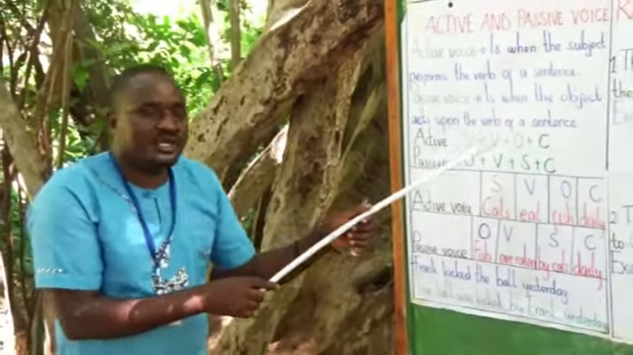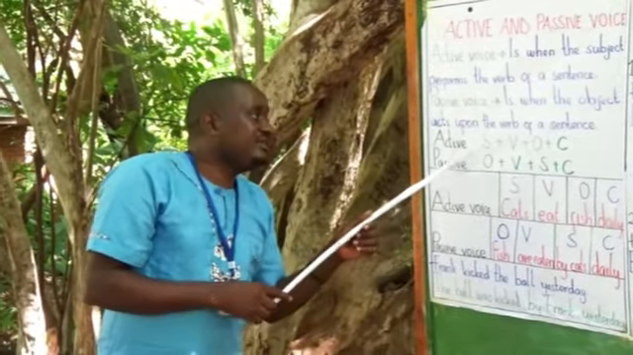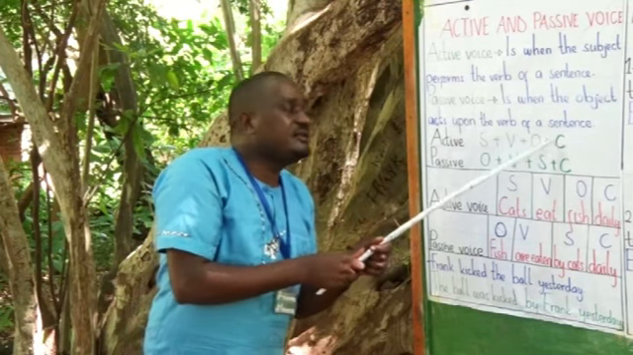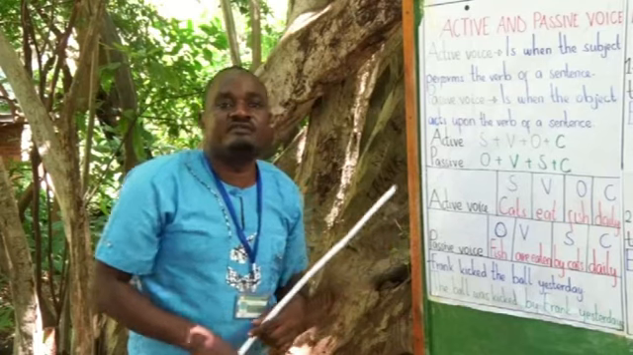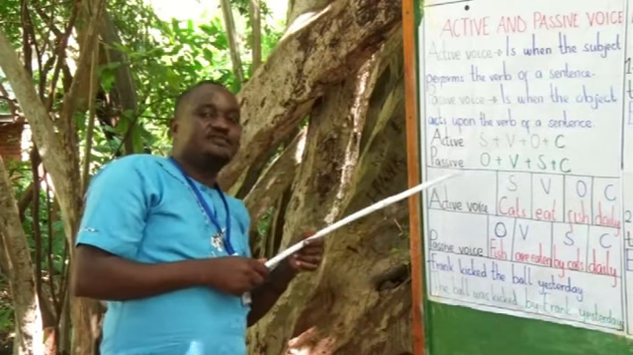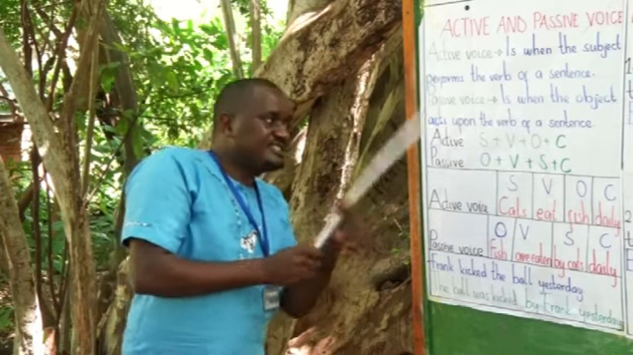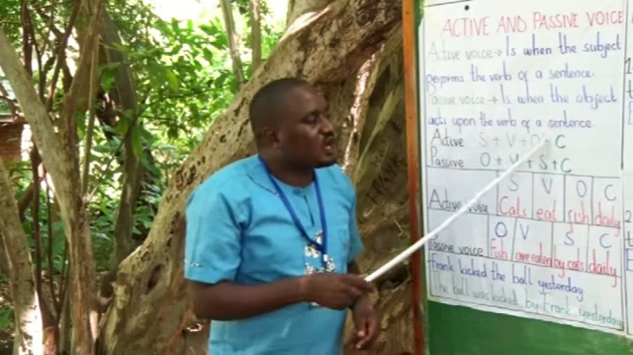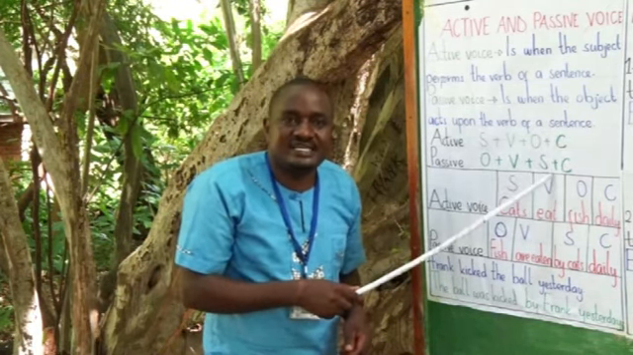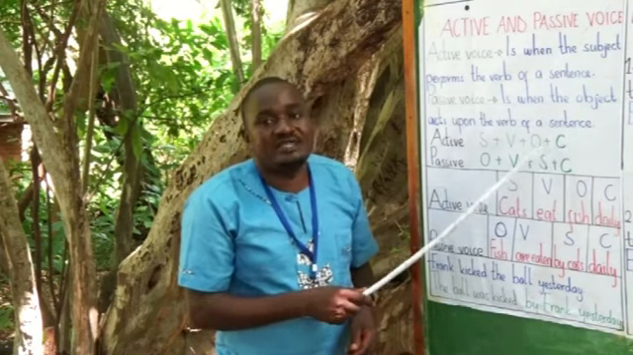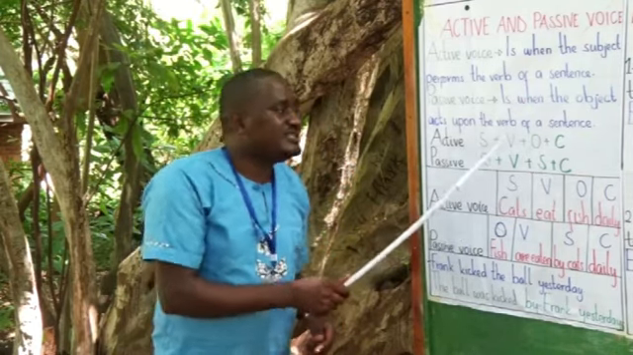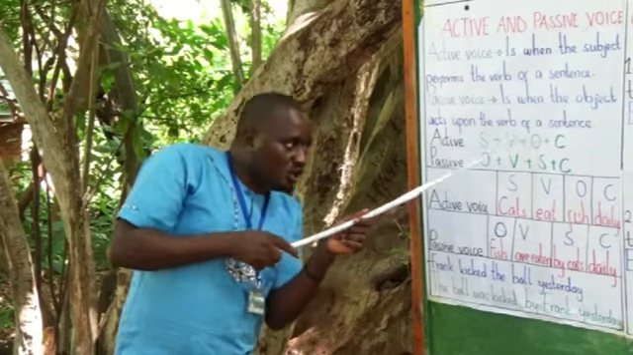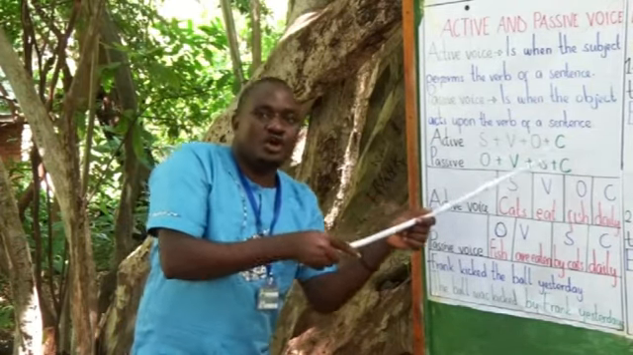From here, let's take the structure of active and passive voice. In active voice, we have the subject, verb, object, and the complement. This complement, in most cases, we call the adverbial. Then, in the passive voice, you have object, verb, subject, and complement. Looking at this structure, the verbs and the complements retain their position; they are constant. What keeps on changing is subject, object, object, subject.